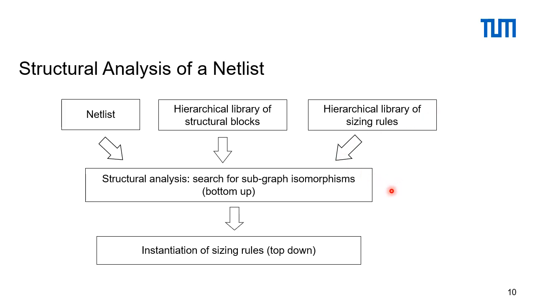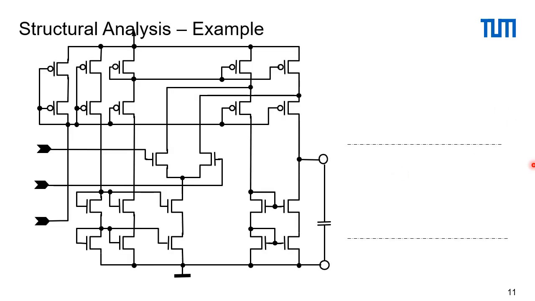Now we go into the netlist, we search for these blocks that we have seen before, and once we have identified them, we instantiate from this hierarchical library the corresponding constraints and sizing rules, and then we have all of them automatically. Now, the structural analysis for these building blocks mathematically is a search for subgraph isomorphisms, and we do this bottom up, right, from transistor to pair and so on. So let's take an example here.